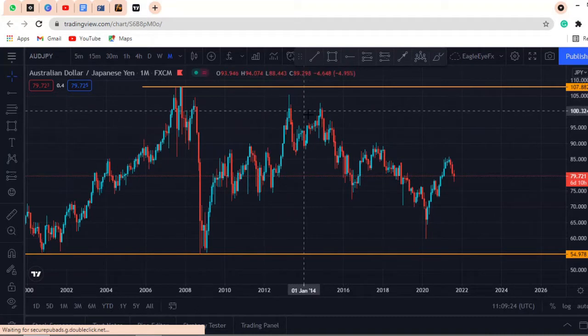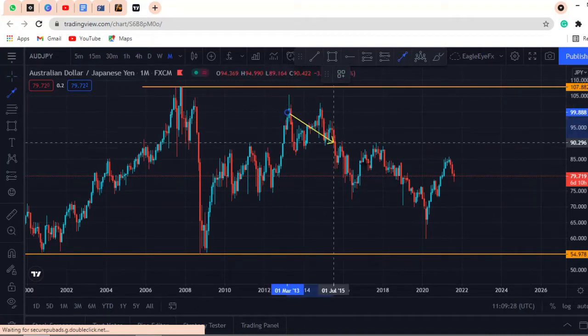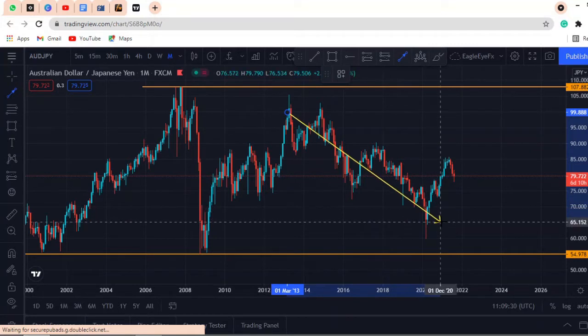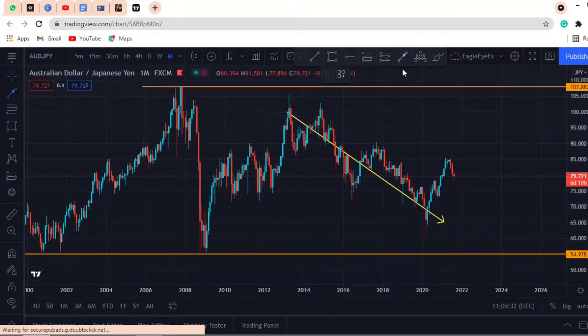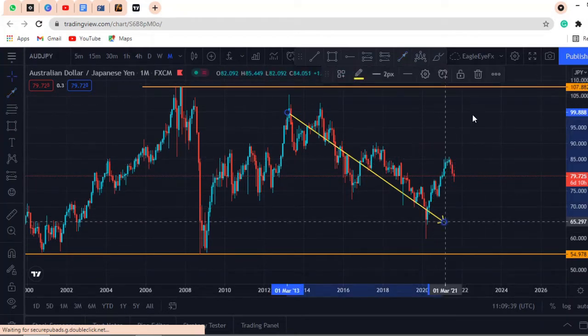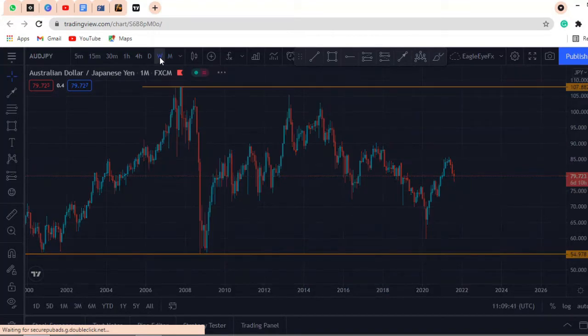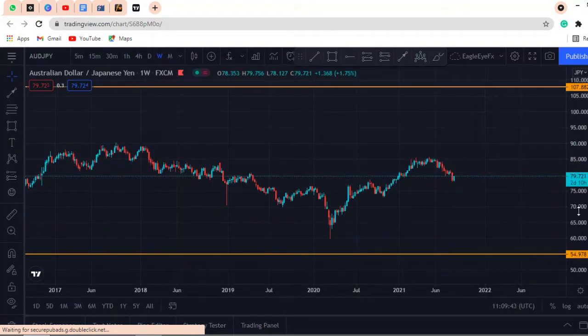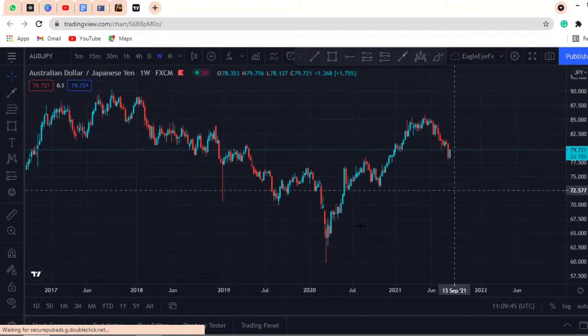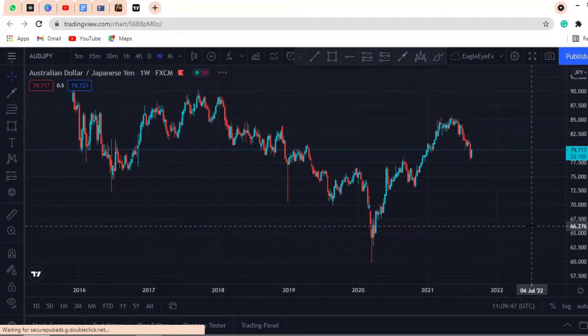But from what is happening now, I see some sort of bearish move. There's a bearish move here, and also I can see some little bullish movement. So let's go to the weekly time frame and see. I'm rather interested in what is currently happening right now.